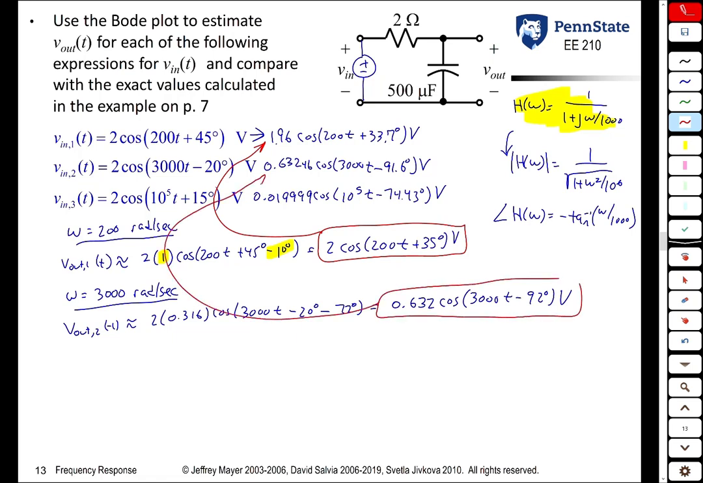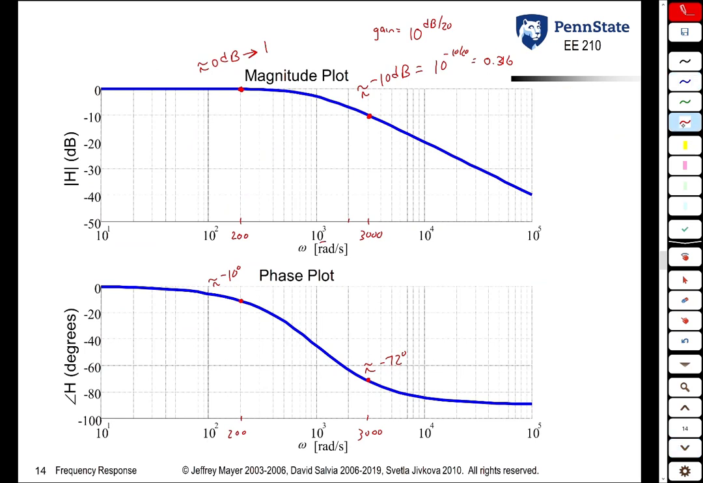Once again, it's close, but not exactly identical to what you get if you plug 3000 into the transfer function. And when omega is 10 to the 5th radians per second, 10 to the 5th is down here. The magnitude is approximately minus 40 dB, which once again is a gain of 0.01, and the phase looks to be at minus 90 degrees.